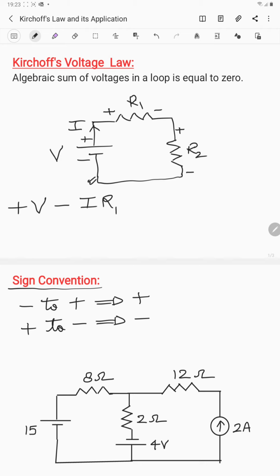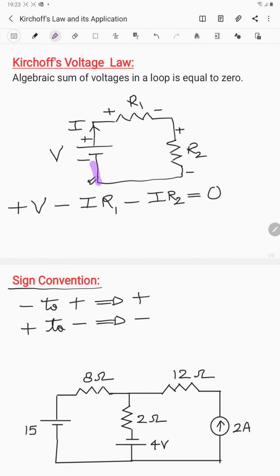Let's move further in the clockwise direction. The next element we encounter is the resistor R2. For this also we are moving from plus to minus, so the sign should be minus. What should be the voltage across R2? It should be simply the current flowing through it, which is I, multiplied by the resistance value, which is R2. That is the voltage across the resistance R2. That should be equal to 0 according to Kirchhoff's voltage law. So it means the algebraic sum of voltages in a loop is equal to 0.